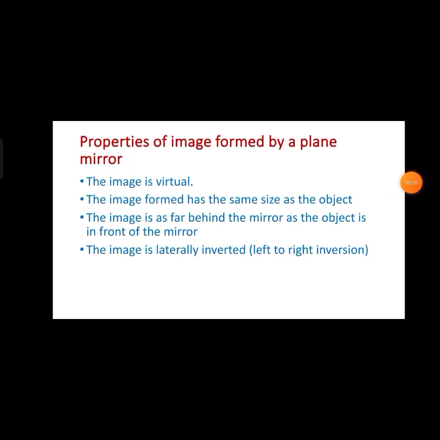So we can check what are the properties of image formed by a plane mirror. The image is virtual. What do you mean by virtual image? If we cannot focus the image of the object on a screen or a white sheet of paper or a wall anywhere, we call such a type of image a virtual image. That means we can see the image of the object only inside the mirror. So that is the meaning of virtual image.